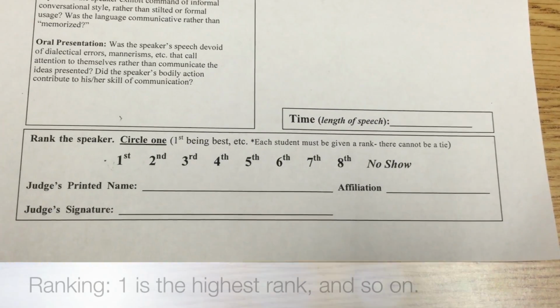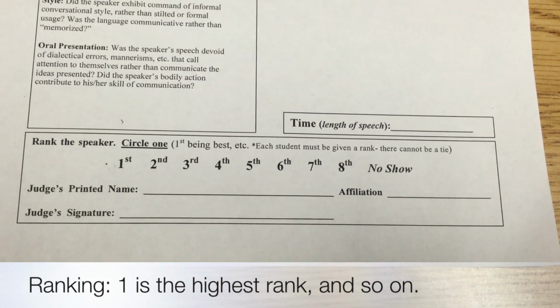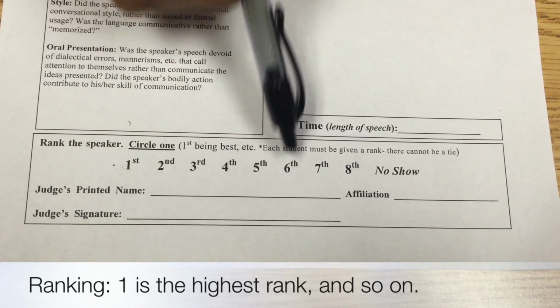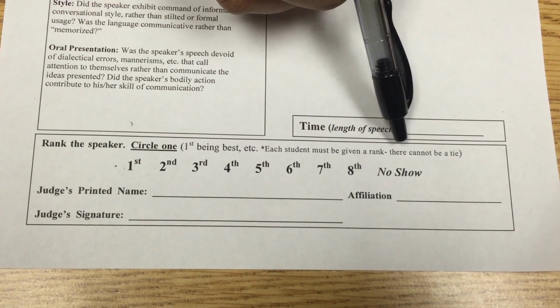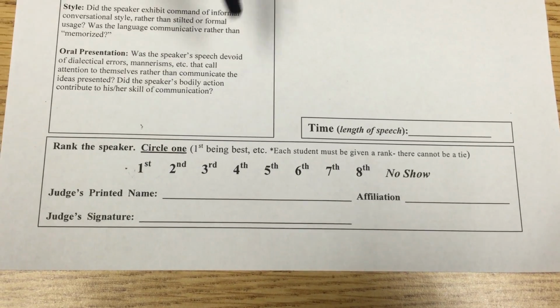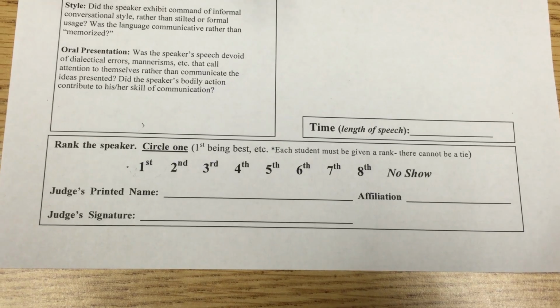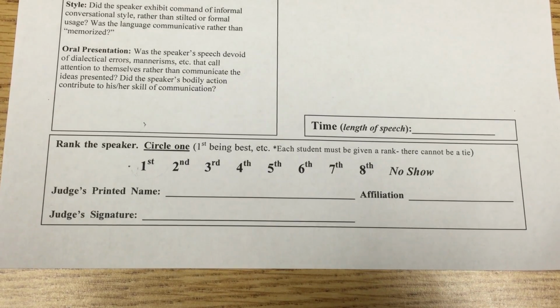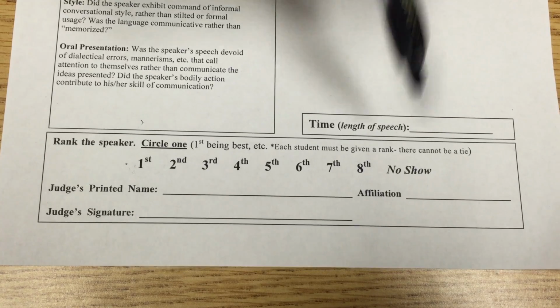At the end of the round, it's time for you to rank the speakers in the room. For example, if there are 6 speakers in the room, you will only use 1 through 6 and ignore 7 and 8. The best speaker in the room should receive the 1 on the ballot. The worst speaker should receive the lowest number that's available for the amount of speakers in the room. If a speaker happens to not show up for their speech, then you will circle no show on their ballot.